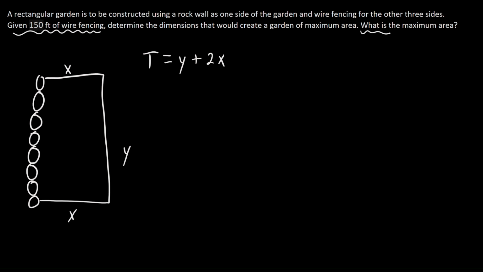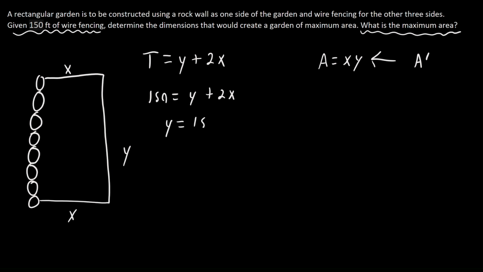And the question's asking us what's the max area. So the area of this rectangular space would be area equals xy. So we're trying to maximize the amount of area given the total amount of fence. So eventually we're going to have to take the derivative of this to find the critical points. So the total amount of fence is 150 equals y plus 2x. So you could isolate for x or y, but let's just isolate for y because it's easier. So y equals 150 minus 2x.